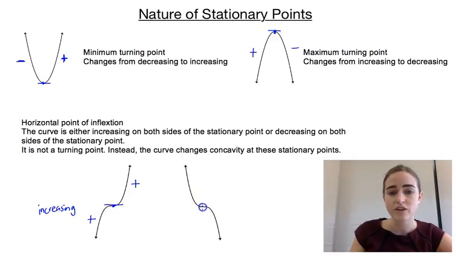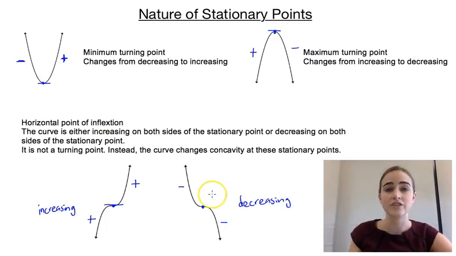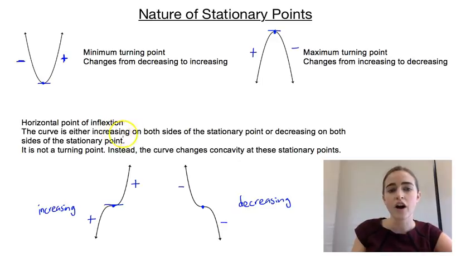So I've got the same thing over here. So on this left-hand side, that's a decreasing function there. And on the right-hand side of that stationary point, it's a decreasing function as well. So this one here is a decreasing horizontal point of inflection. So the curve is either increasing on both sides of the stationary point or decreasing on both sides. So it's not a turning point.